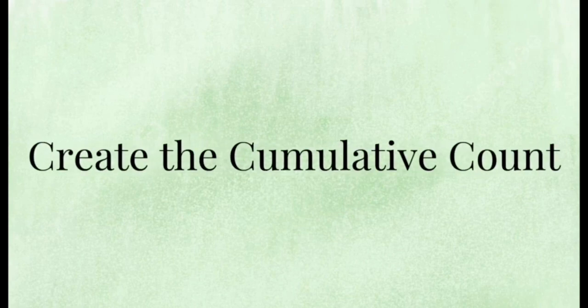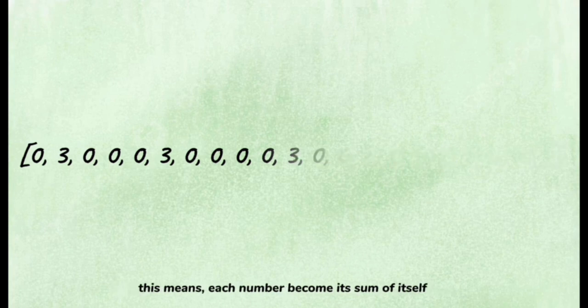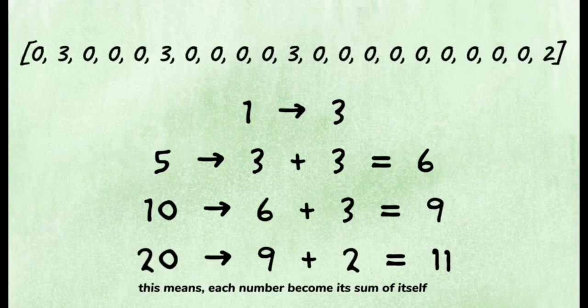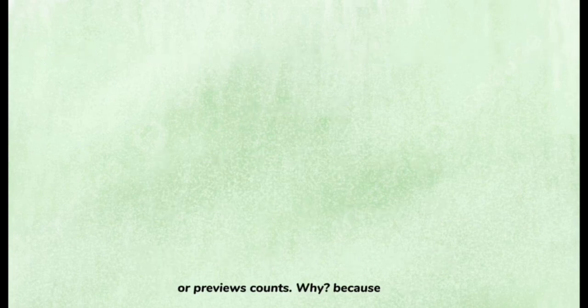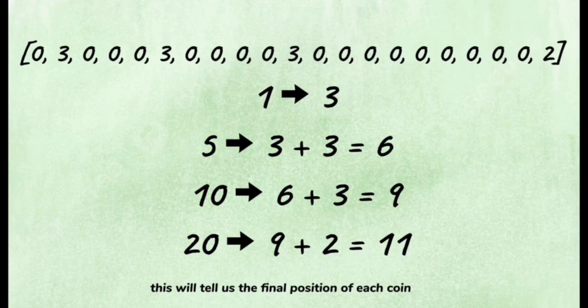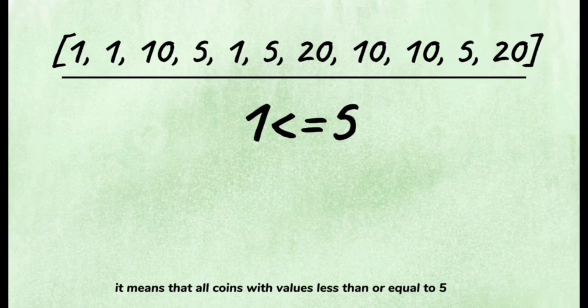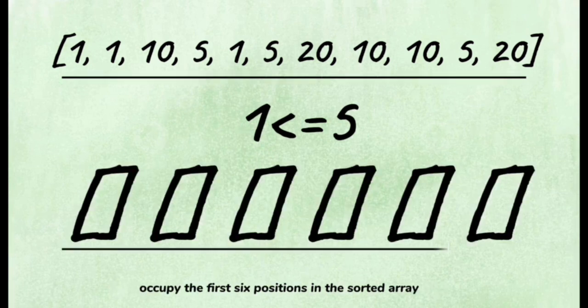Step 4. Create a cumulative count. We transform the count array into a cumulative count array. This means each number becomes the sum of itself and all previous counts. Why? Because this will tell us the final position of each coin in the sorted output. For example, if the cumulative count for 5 is 6, it means that all coins with values less than or equal to 5 occupy the first 6 positions in the sorted array.